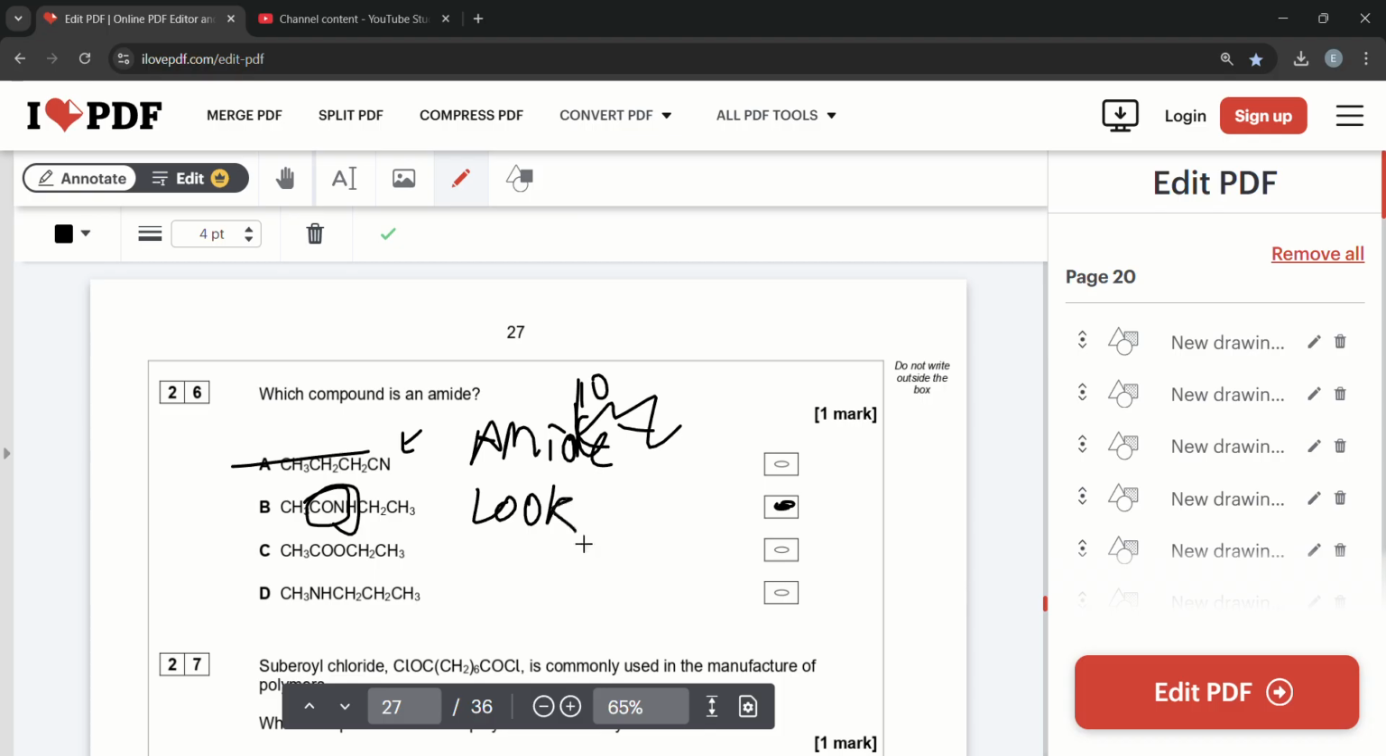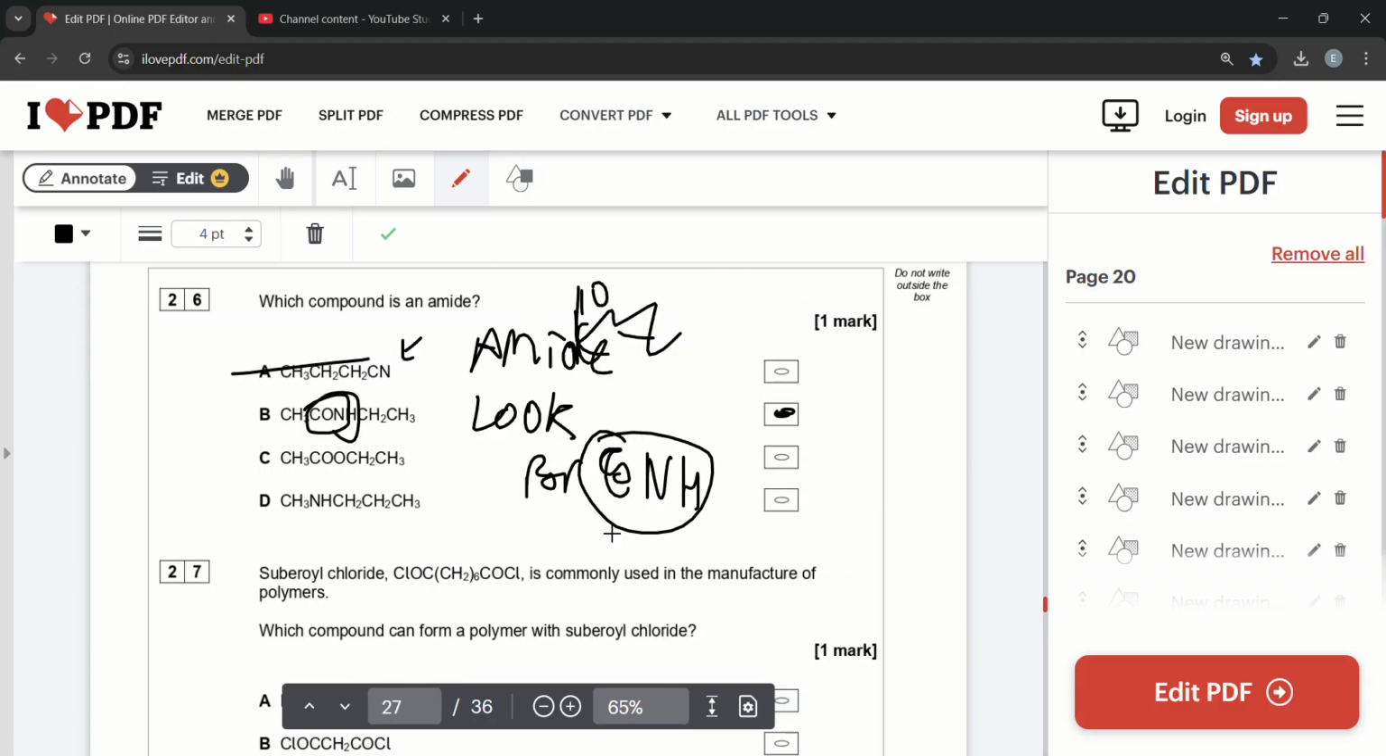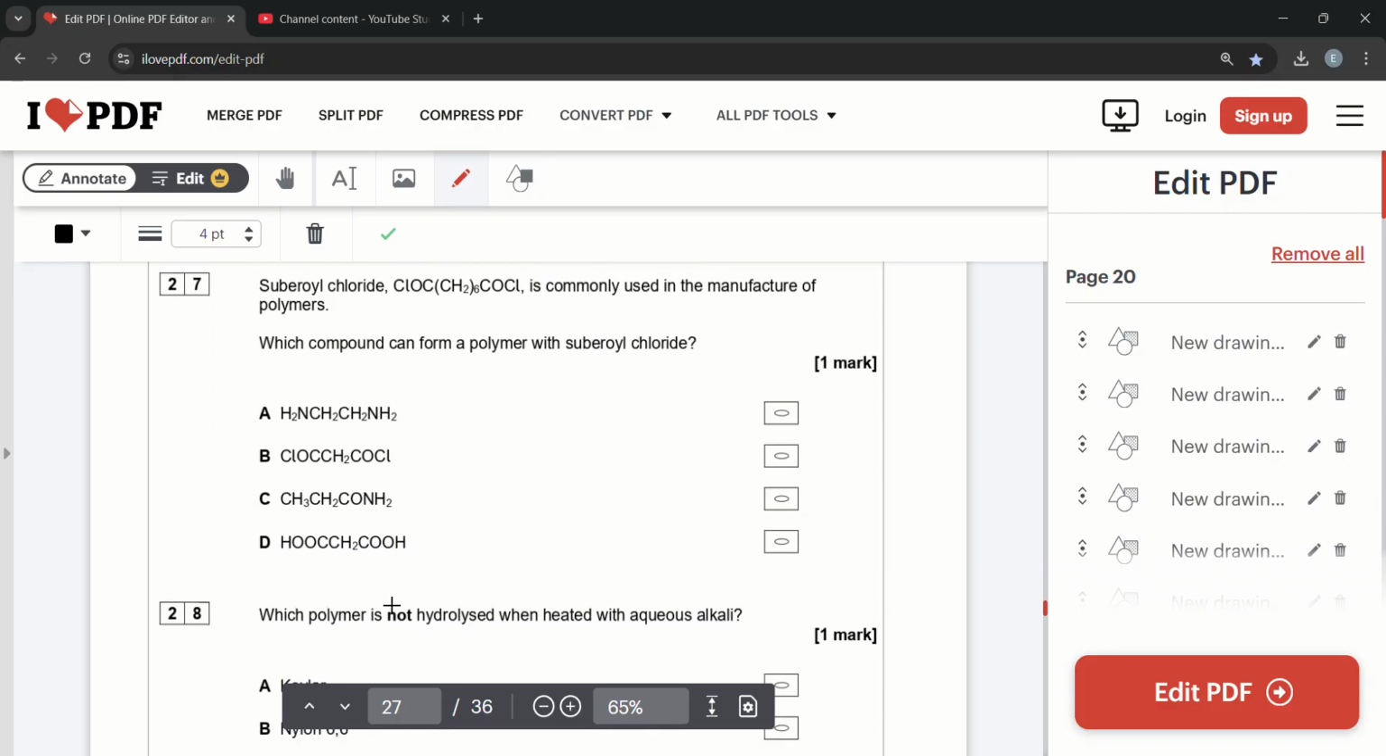So you can see these multiple choice questions, they're not really hard. Some of them are trial and error, but a lot of them are just how well do you know the specific point in the specification on amide, and you just need to know the specific key parts of an amide. In this case, CONH. Look for that, and you find B. You don't need to look for anything else.